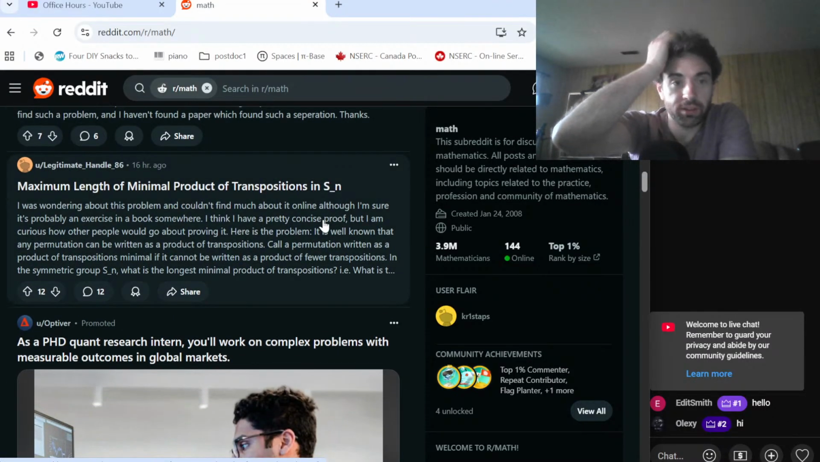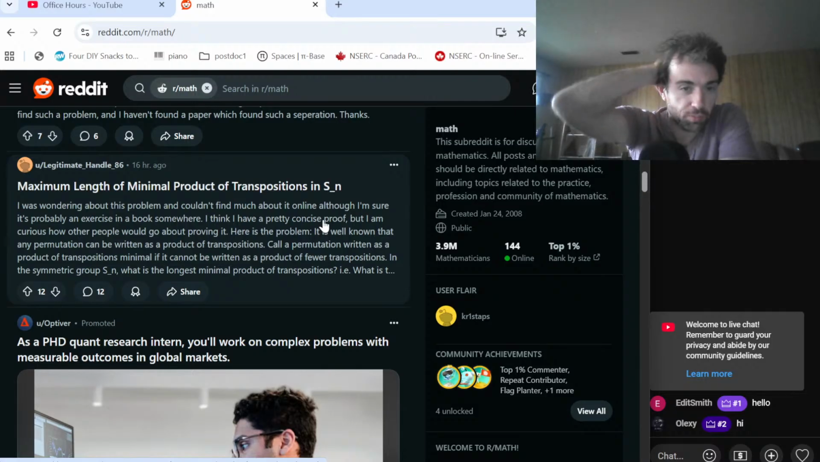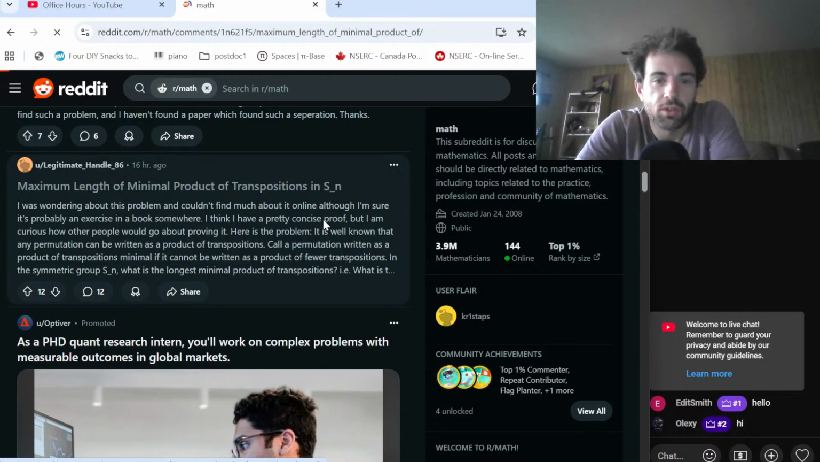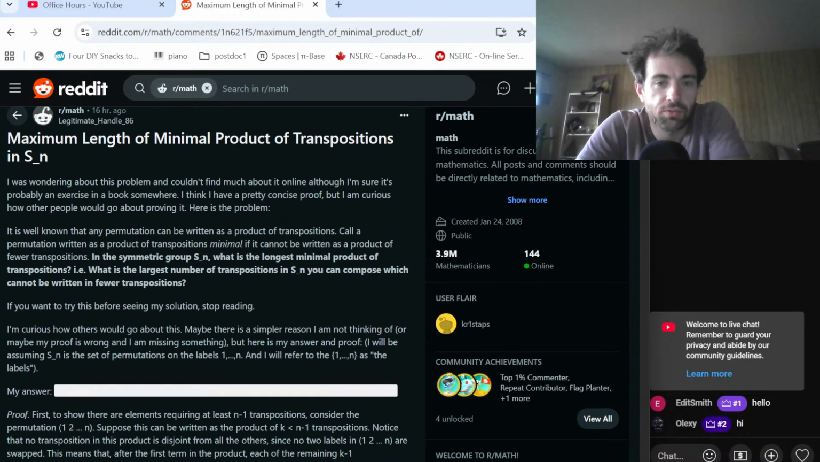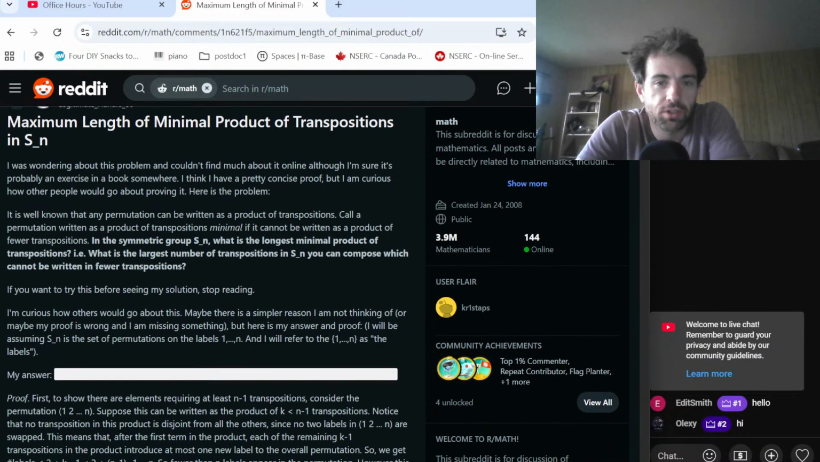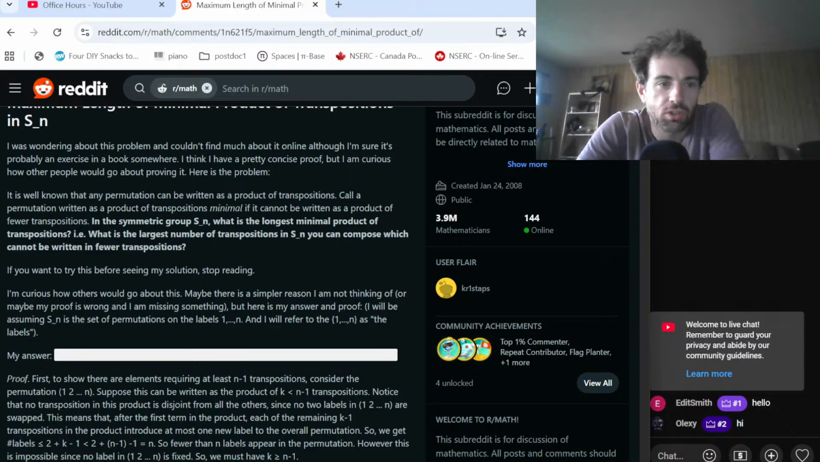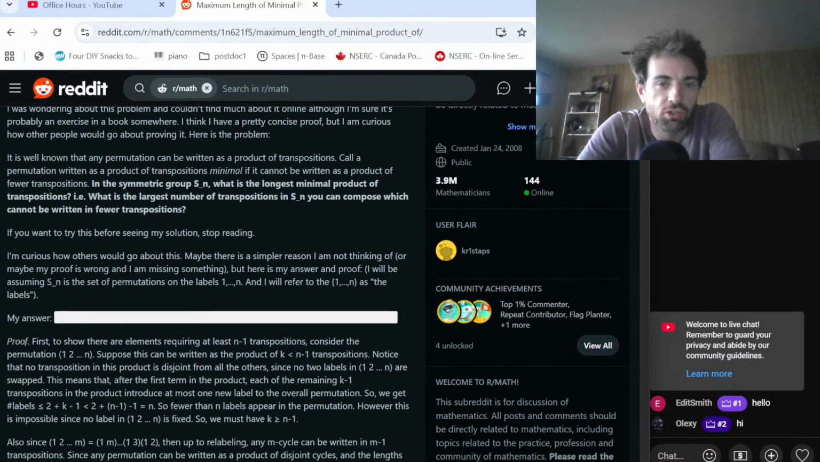Maximal minimal length of product of transpositions in Sn. Wondering about this problem. Couldn't find it online. Sure, it's probably an exercise. It's well known that any permutation can be written as a product of transpositions. Call a permutation written as a product of transpositions minimal if it cannot be written as fewer transpositions in the symmetric group. What is the longest minimal product of transpositions?